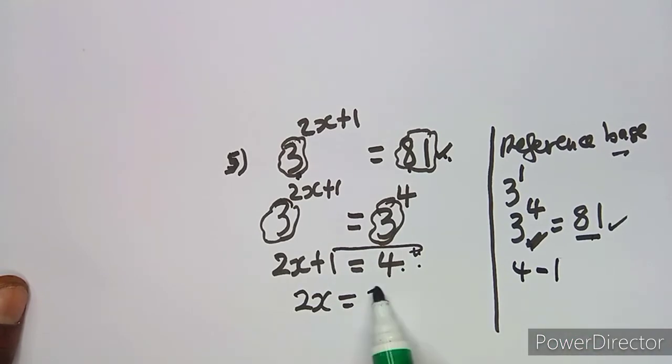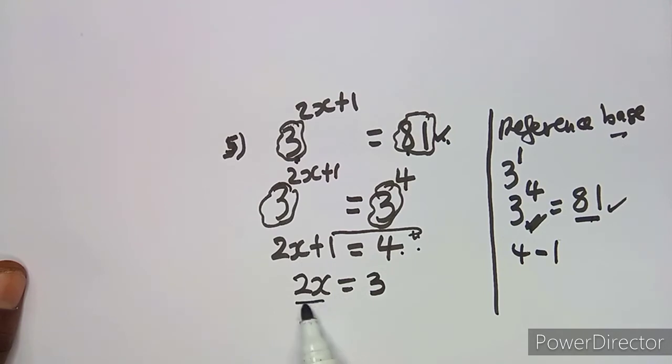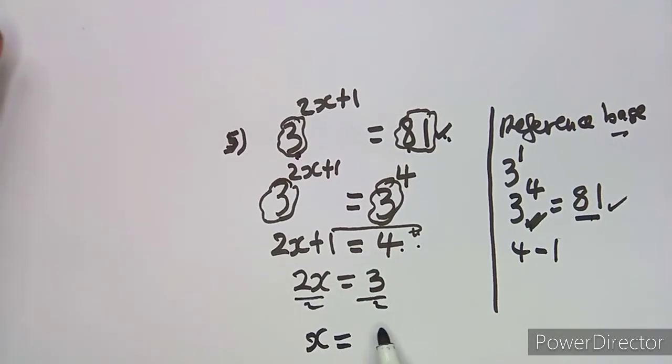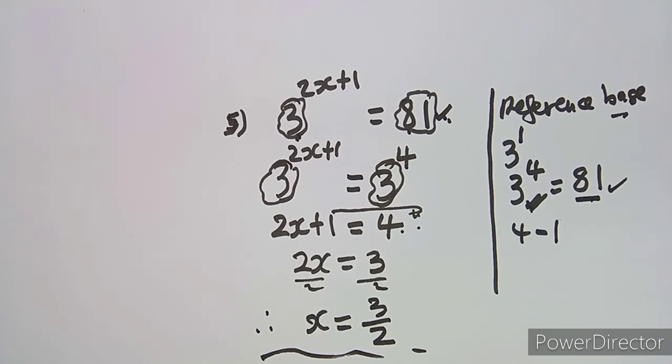Minus 1, which is a 3. So how can I find x? I'm multiplying here, so I'm supposed to divide. So the moment I divide, I'm going to obtain an x, which is 3/2. So that is the value of x that you're obtaining there. So as you can see, guys, that's the consideration.